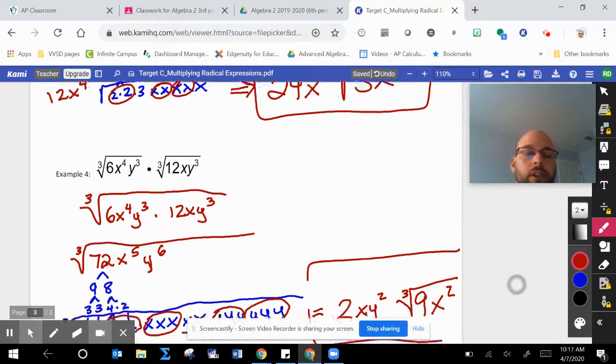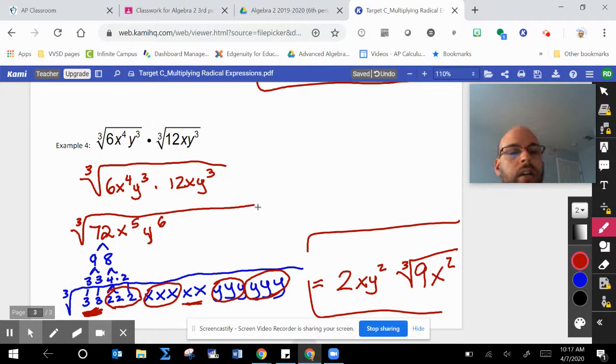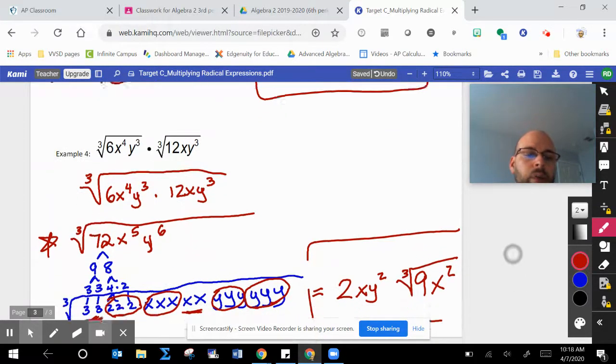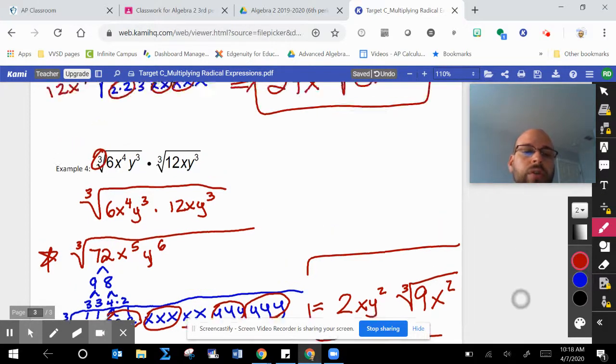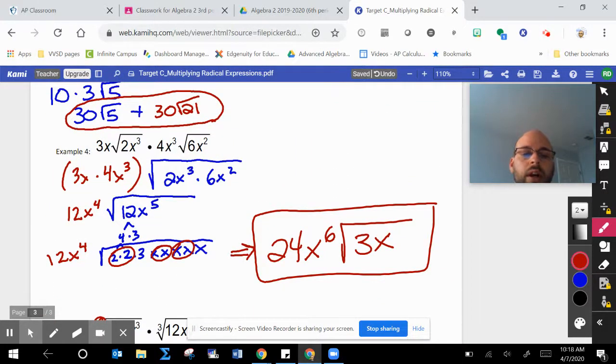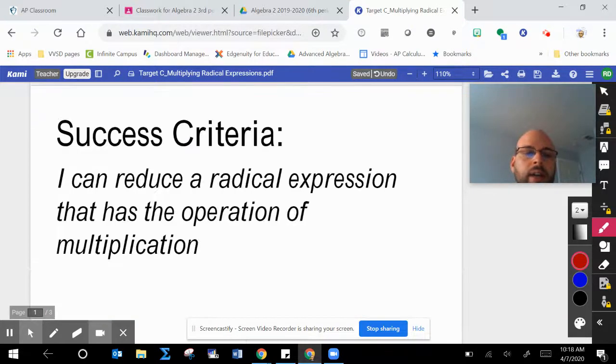So for each of these problems on your assignment, I'm going to take a look. Do you know how to multiply these two radicals together? Can you at least get to this step? Then the second part is, can you actually reduce that radical into its lowest terms? Please be aware, notice when you're dealing with cube roots as opposed to square roots. So when you reduce, you know whether to use groups of 2 or groups of 3, or your perfect squares or perfect cubes. If you have any questions, please email me. Again, my success criteria: I want you to be able to reduce a radical expression involving the operation of multiplication.